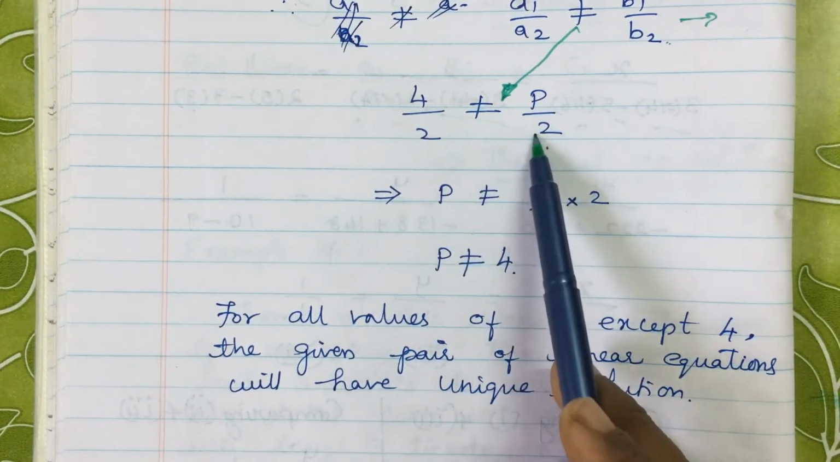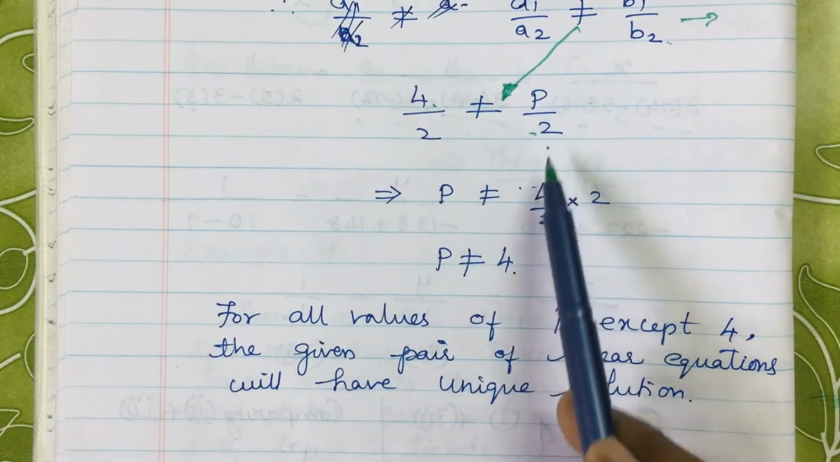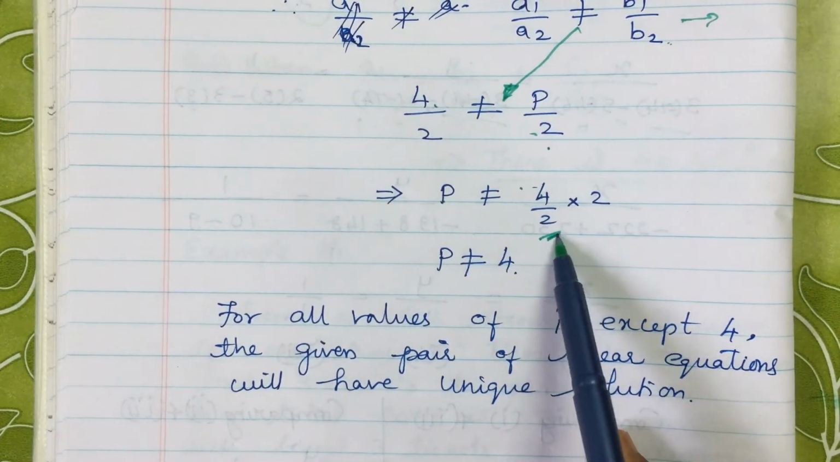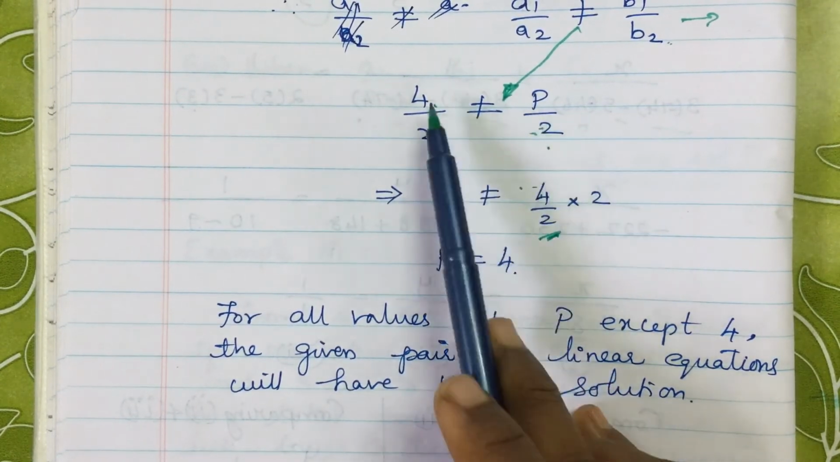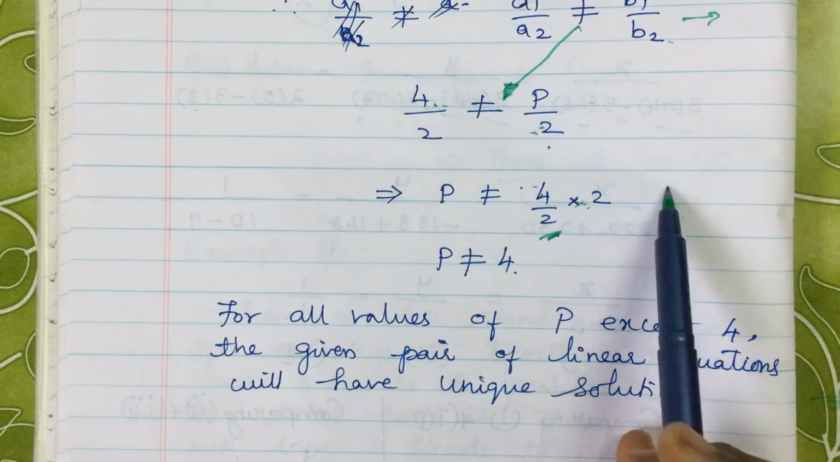Then you cross multiply, you take this 2 to the other side. So p is not equal to 4 by 2, I am writing this as it is, then taking this 2 to the other side, it will come on the top, 4 by 2 into 2.